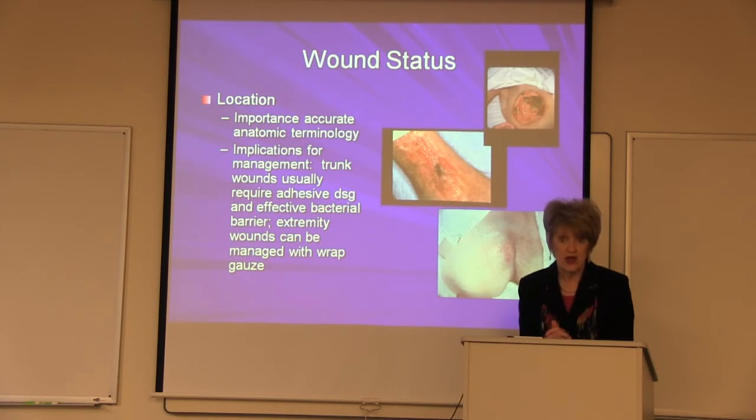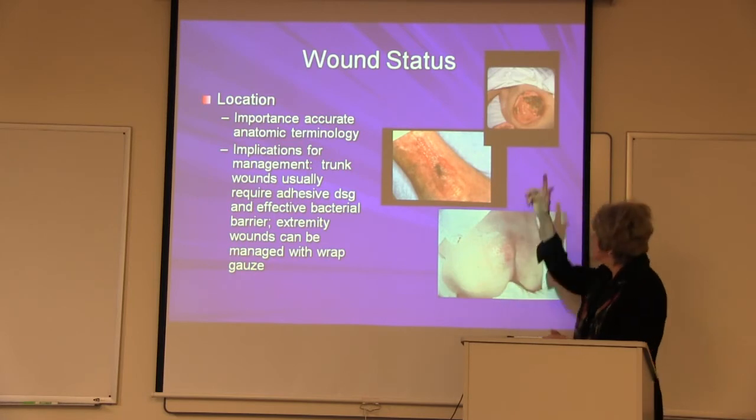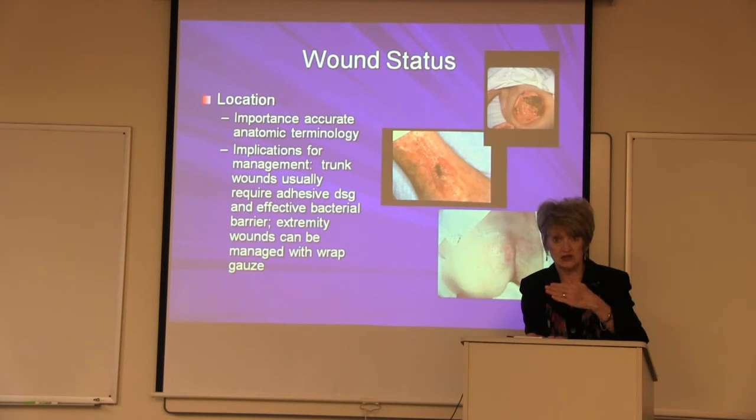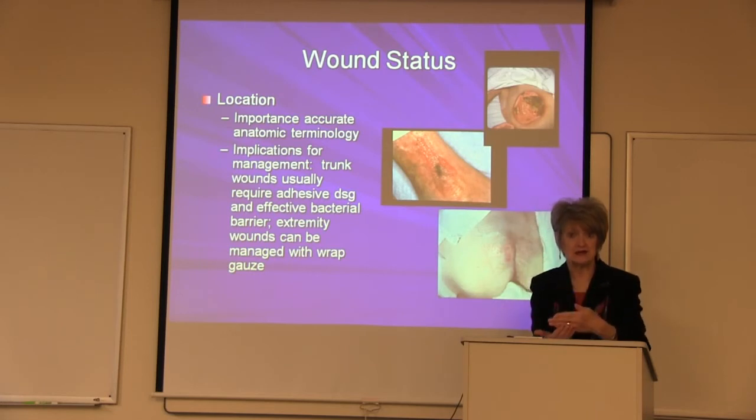Remember that when you're documenting location, you want to use anatomically correct terms. So if the wound is over a bony prominence, you use the name of the underlying bony prominence. For example, this wound on top is over the left trochanter. You would not say hip. You would say left trochanter. If it's in the natal cleft, you want to say natal cleft, not gluteal fold, because gluteal fold actually refers to the point at which the upper thigh meets the buttock. So be careful to use correct terms.